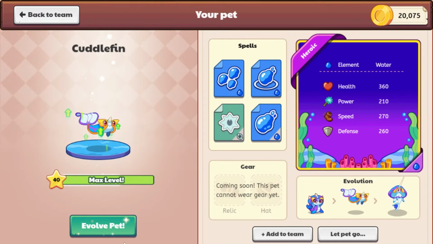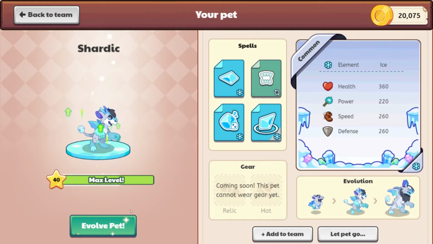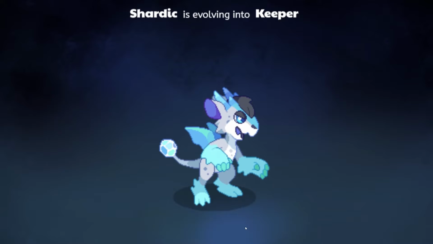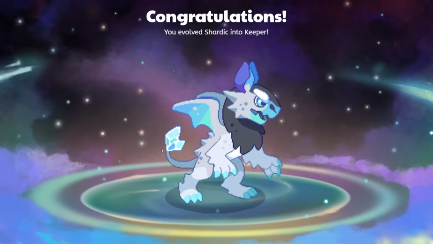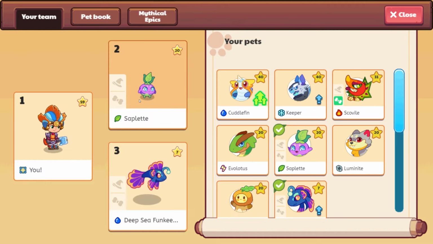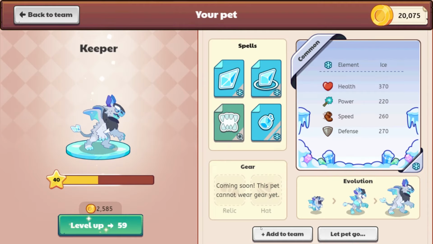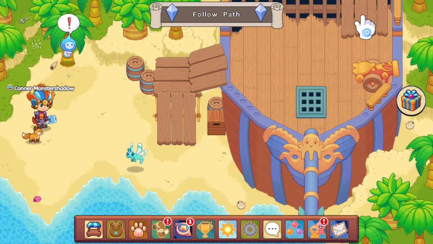Cuttlefin, how much are you? You're 130, so yeah, I wouldn't invest in you. Shardik, let's see you. 55, let's do that. Alright, we'll evolve Keeper. And then let's see if we can just evolve one other. Making the tough choices here. Scoville, I don't think so. We'll just keep it at that, and then go ahead and add Keeper to the team, and that'll give us a little more survivability. There we go.